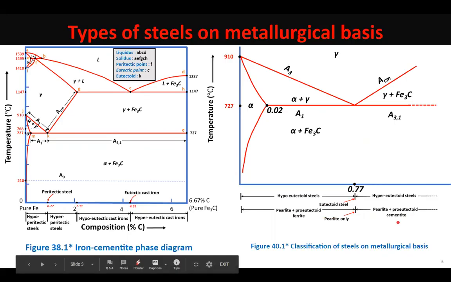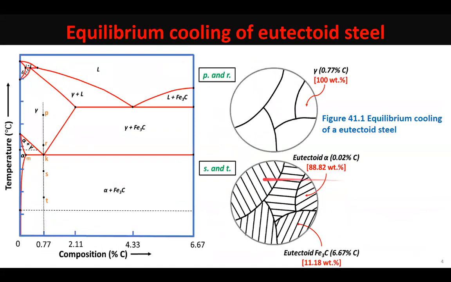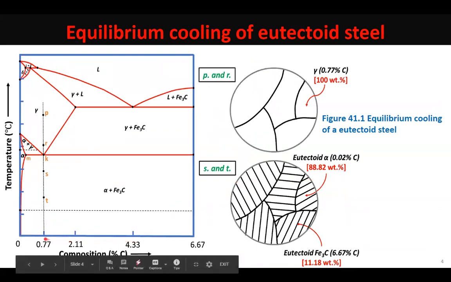Okay, students, so first of all, let's start with the equilibrium cooling of a 0.77% carbon steel, which we call the eutectoid steel. Now, as we have been doing in the past, the alloy in which our interest lies, we mark that composition. This is 0.77, and we draw a vertical line.